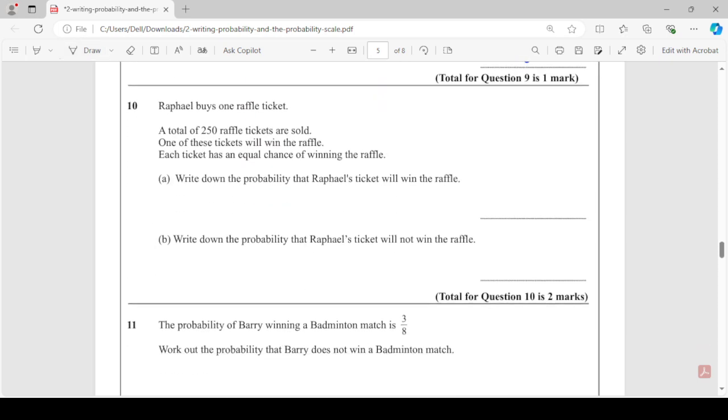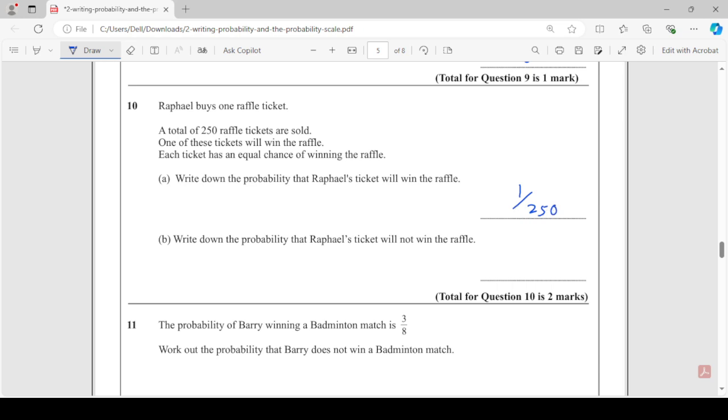Question 10. Raffle buys one raffle ticket. A total of 250 raffle tickets are sold. One of these tickets will win the raffle. Each ticket has an equal chance of winning the raffle. Write down the probability that the raffle's ticket will win the raffle. If each ticket has an equal chance of winning and Raffle is buying one ticket, that means he has a chance 1 over 250 of winning the raffle.